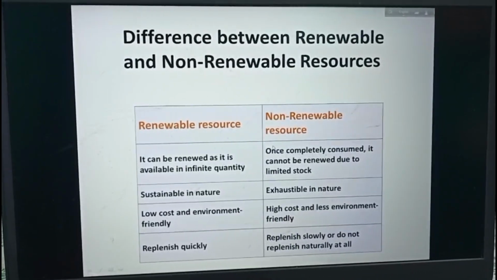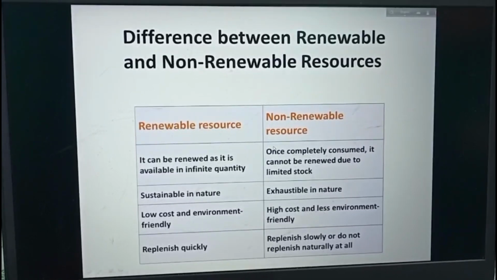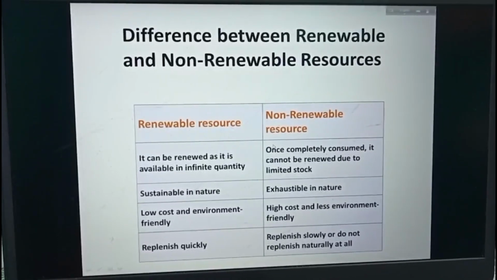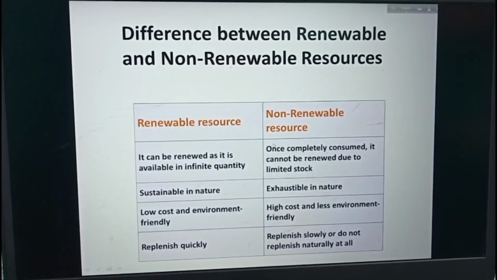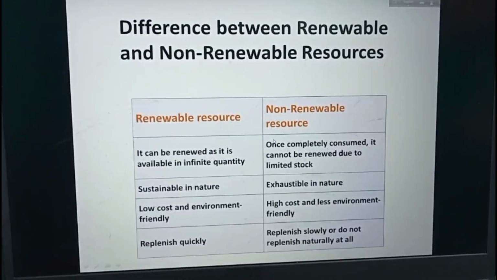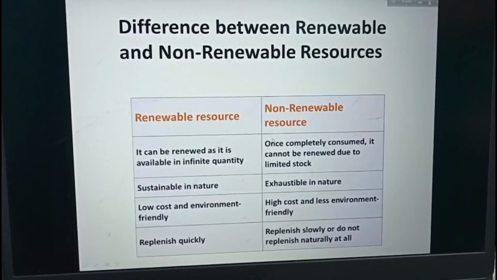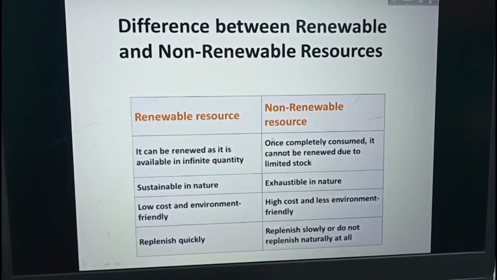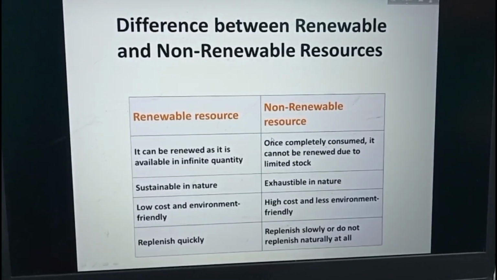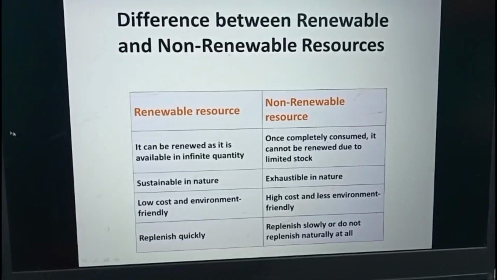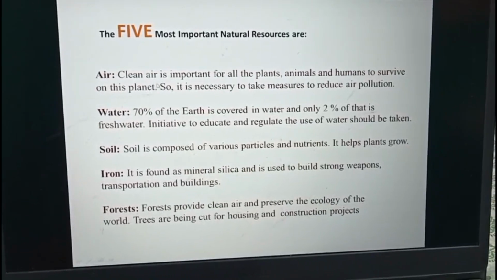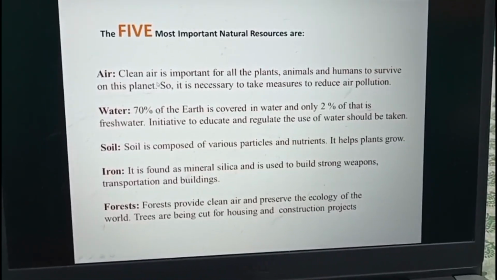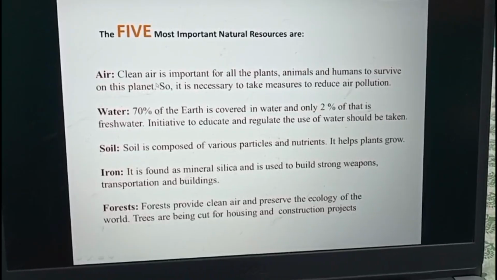Next is low cost and environment friendly. Yes, when we are using renewable resources like solar power energy utilization, that is very eco friendly, and the cost is heavy one time but not every time. And for the non-renewable, it's high cost and least environment friendly. And a renewable resource replenishes very quickly, very fast. And non-renewable resources replenish slowly and do not replenish naturally at all. So among the two, these differences are very very important. So learn it properly.